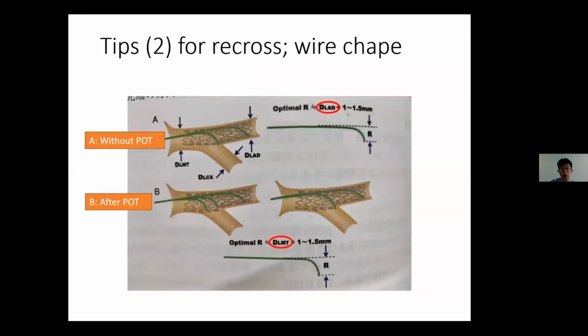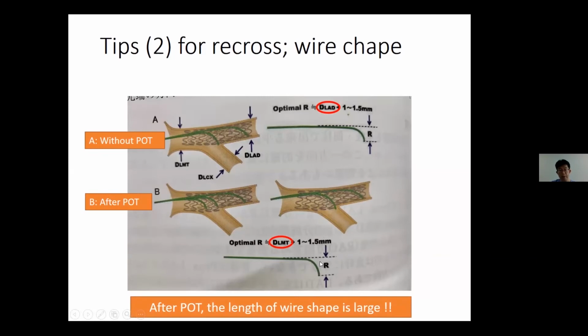So, second tips for recross wire shape. After POT, the wire shape needs to recross the center strut; a large shape is better. Without POT, the shape length is distal LAD plus 1 or 1.5. But after POT, the optimal length is LMT size plus 1 to 1.5 millimeter. It's very important. After POT, the length of the wire shape is large.